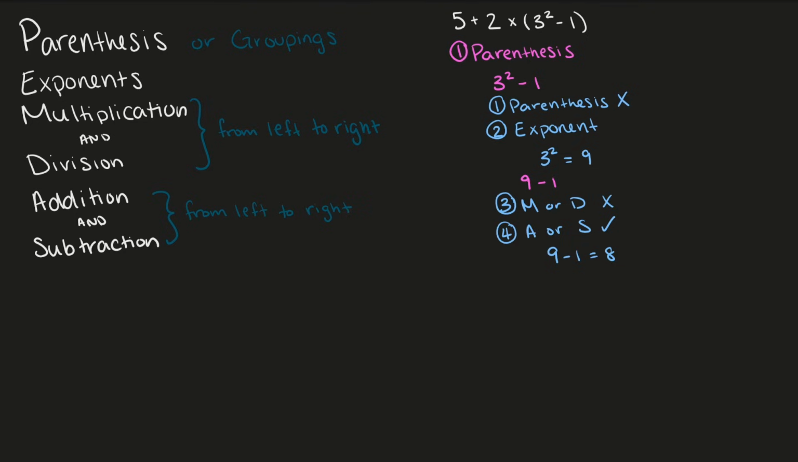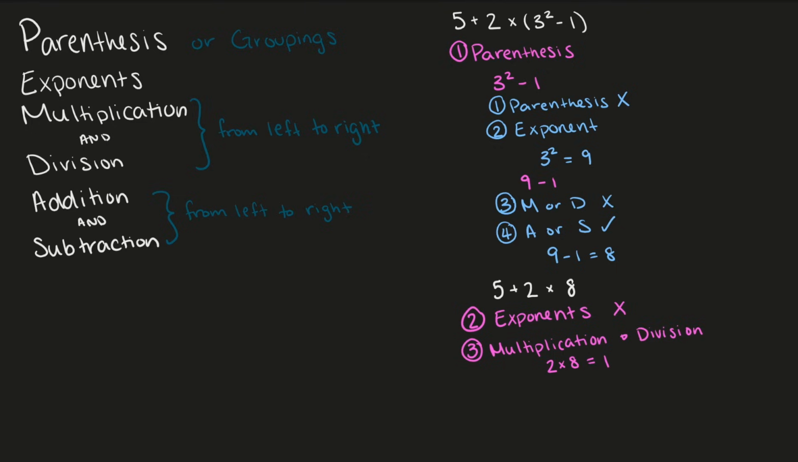So now we have 5 plus 2 times 8. We don't have any exponents in this expression, so we move on to our multiplication and division. Next, we do our multiplication and division from left to right. So as we're looking from left to right, we have 2 times 8. 2 times 8 is 16. So this becomes 5 plus 16.